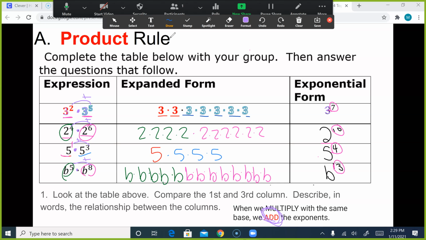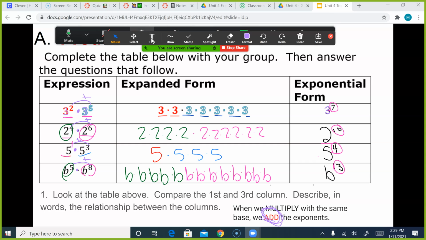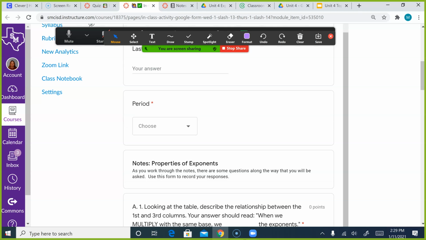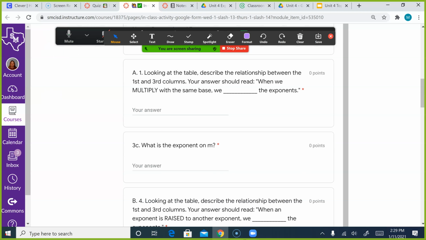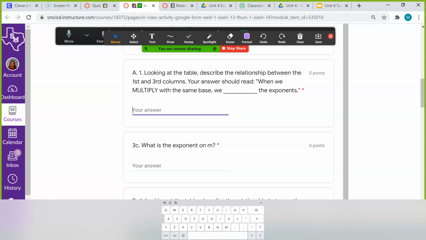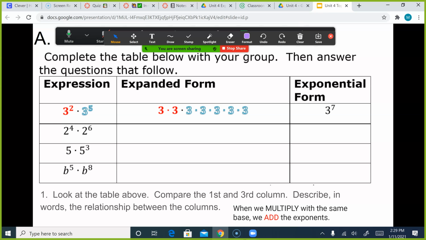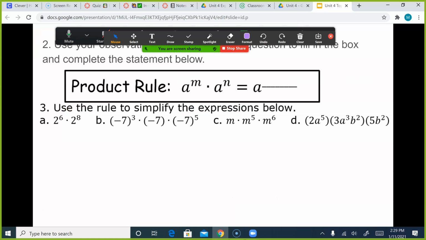So on your Google form for that one, that's all you're going to type in. Looking at the table, describe the relationship: when we multiply with the same base, we add the exponents together. Okay, so that's what we're going to be doing on here. Alright, so that property says if I have two exponential expressions with the same base, then I add those exponents together. The base has to be the same in order for you to combine them.